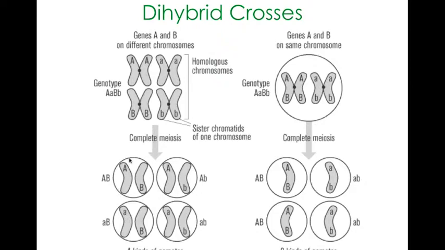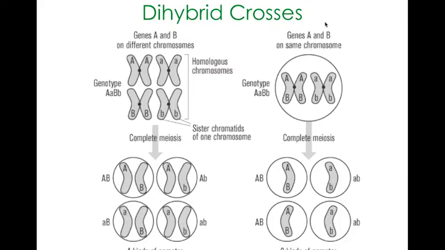So this particular gamete has capital A, capital B. This one here has capital A, lowercase b. This one has lowercase a, capital B, and this one has lowercase a, lowercase b. So you've got four different gametes. Not only do you have four different types of gametes, they occur with the same probability. The chance of each of these gametes occurring is 1 in 4.